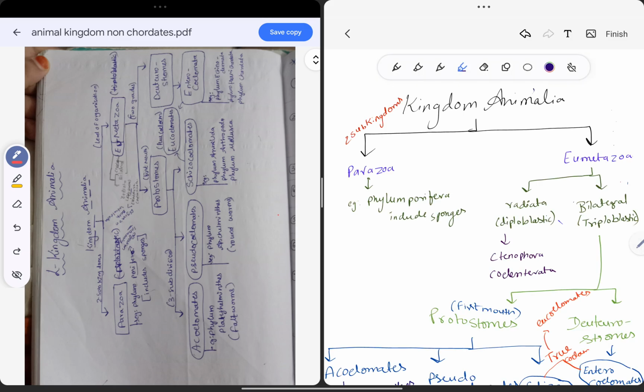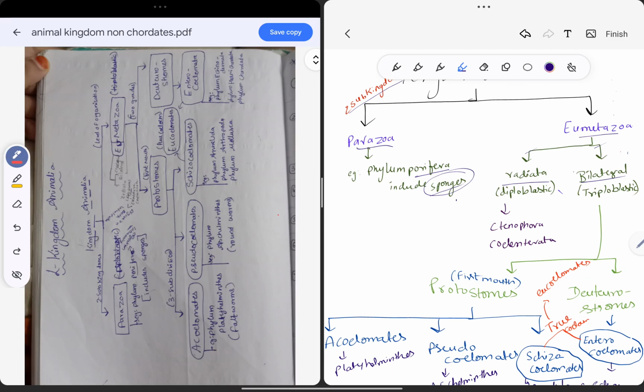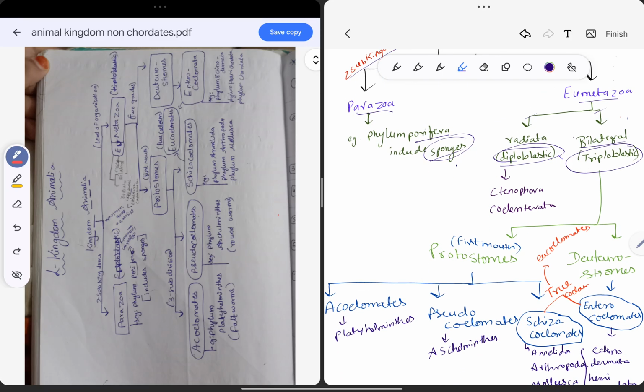It has two subkingdoms, which are Parazoa and Eumetazoa. Parazoa includes Porifera, which are sponges. Eumetazoa is again divided into two groups, Radiata and Bilateria. Radiata has two layers, so it's called diploblastic, and Bilateria has three layers, so it's called triploblastic. The two phyla included in the diploblastic are Ctenophora and Coelenterata.